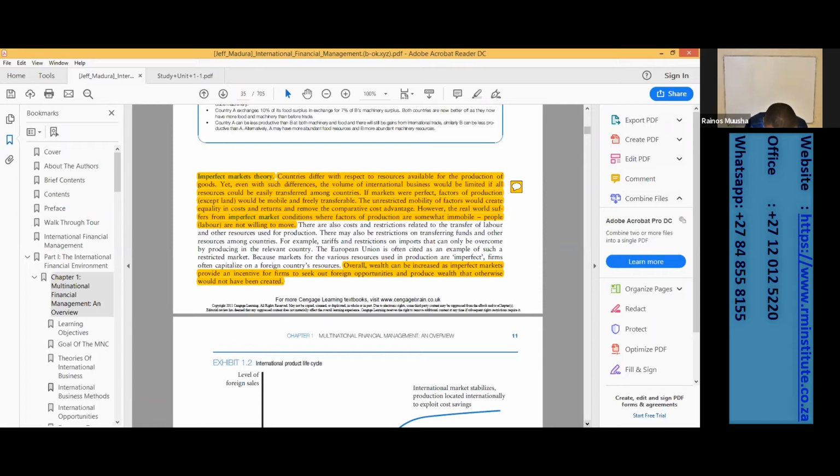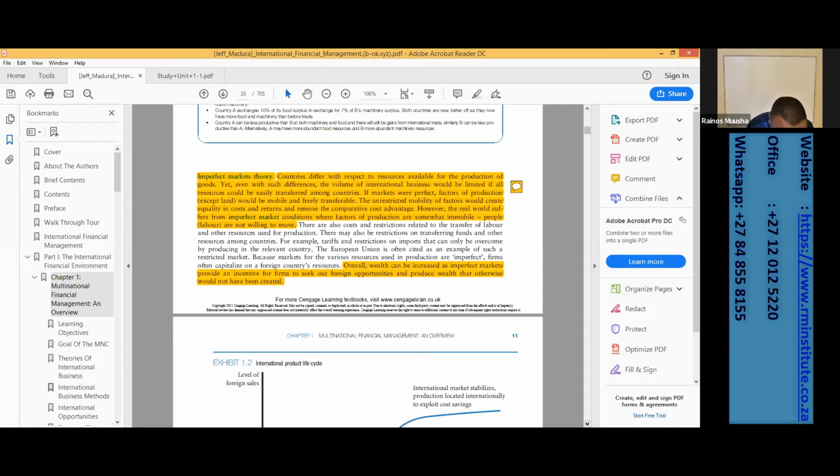However, the real world suffers from imperfect market conditions where factors of production are somewhat immobile. So like for example, people are not willing to move. So here they're saying, if you check on the last sentence of that paragraph, they say, overall, wealth can be increased as imperfect markets provide an incentive for firms to seek out foreign opportunities and produce wealth that otherwise would not have been created.